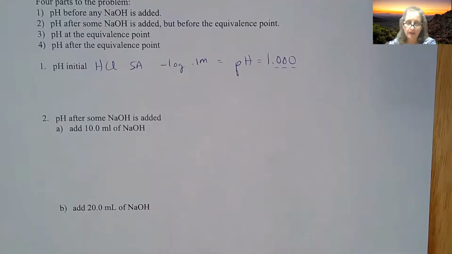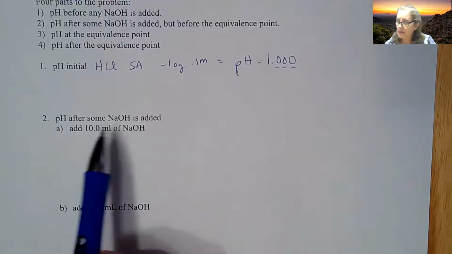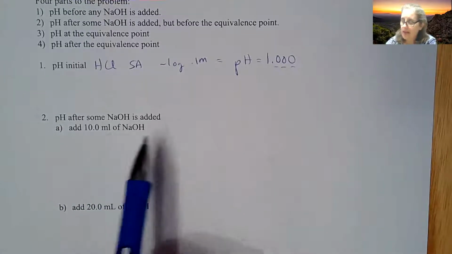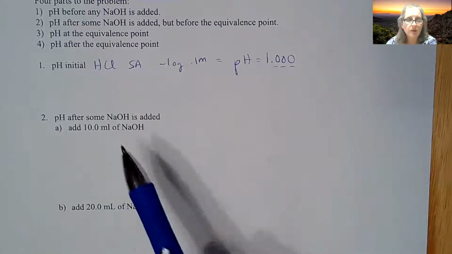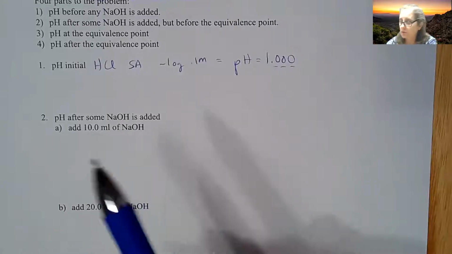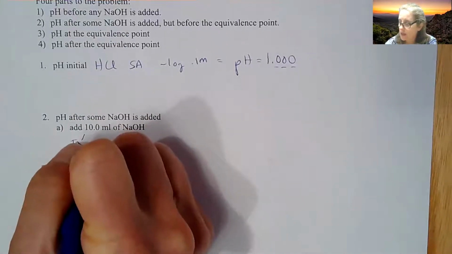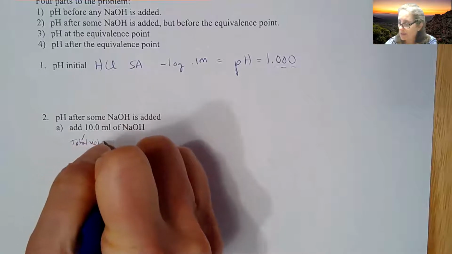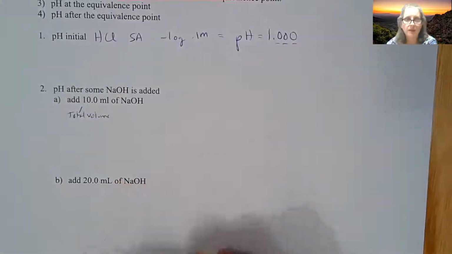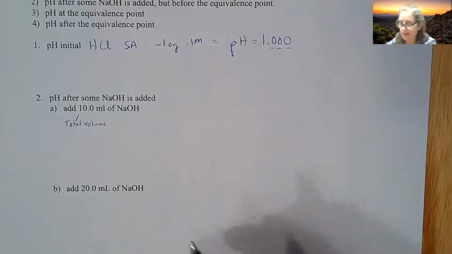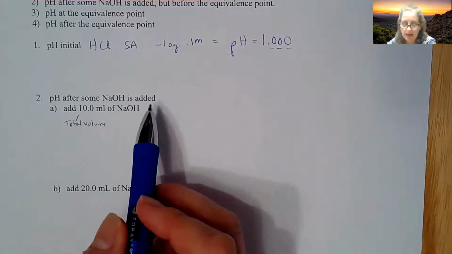So this is where it gets interesting. What is the pH after some NaOH is added? So please understand these volumes are all totals. This is the total volume that I'm adding. So I'm not adding 10 mL and then 20 mL on top of it. So I just break it down this way. So what's the pH after it's added?